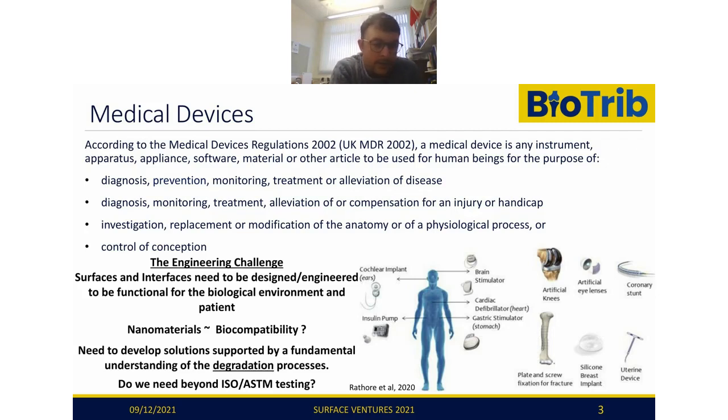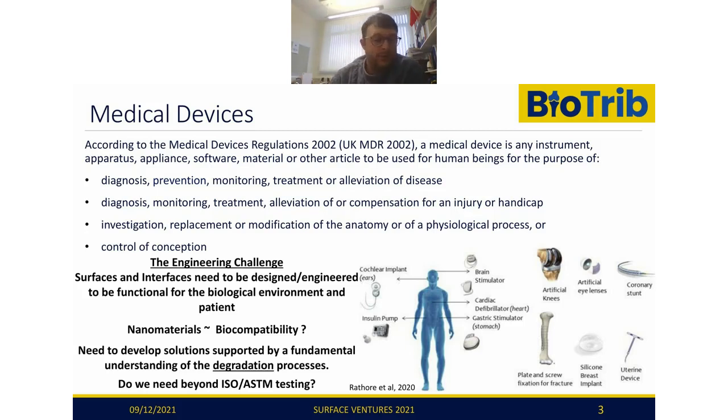But the implications of us thinking about this are serious in terms of how these devices are developed in the future, and ultimately we can play a quite significant role in how we streamline and accelerate the development of new devices, which industry wants, but at the same time ensuring that they're safe as well.